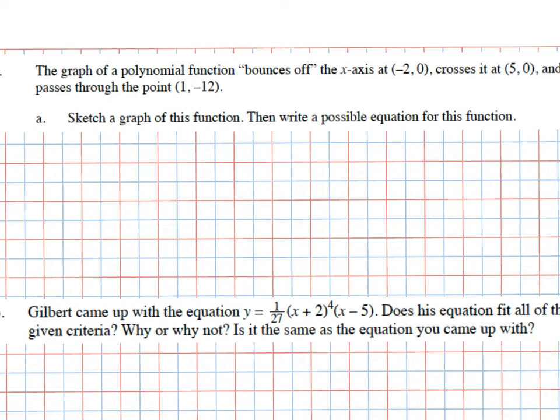The graph of the polynomial bounces off the x-axis at negative 2, 0, crosses at 5, 0, and then passes through the point 1, negative 12. Sketch a graph and write a possible equation for this function. So making a graph, let me get a black pen.